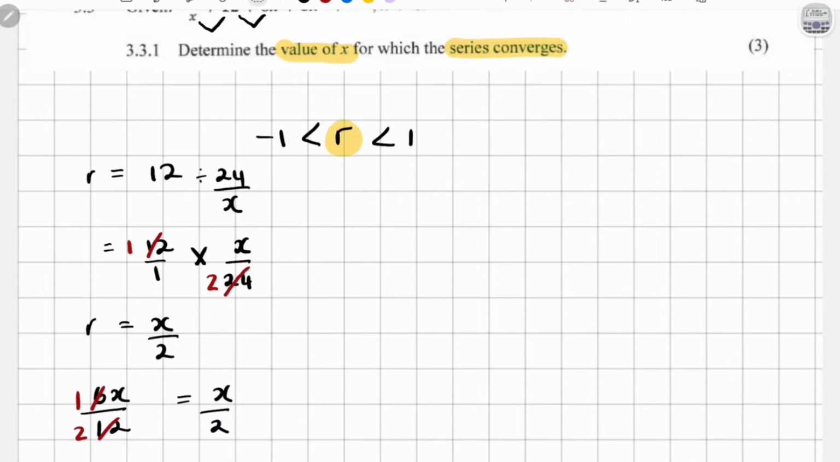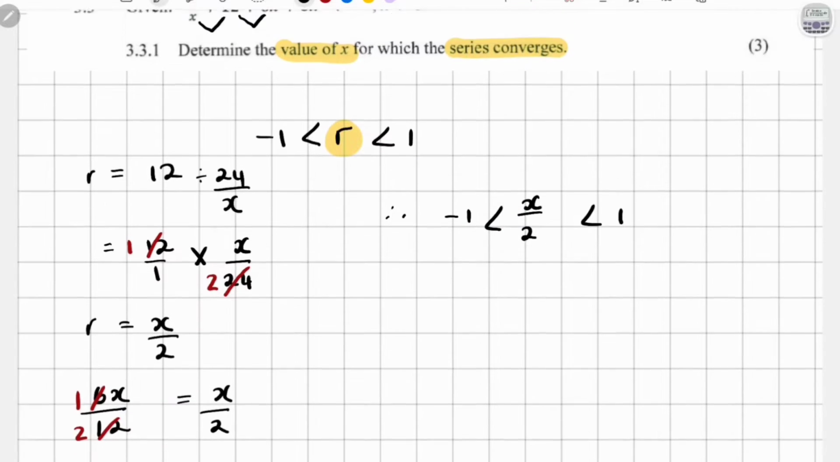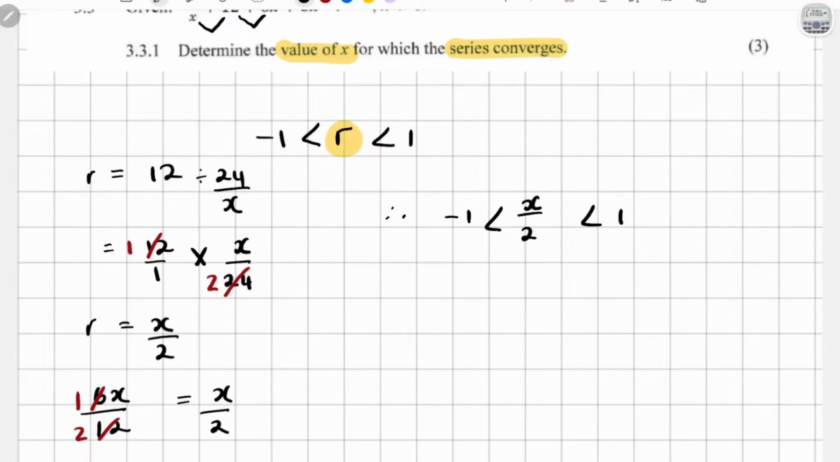So now that we have the ratio, we can substitute it into this inequality, because this is the inequality that tells us for which values of x the series will converge. So that is x over 2 is greater than -1, but less than 1. Now, you need to solve for x. You need to determine the values of x, not the values of x over 2. So this 2 needs to leave.